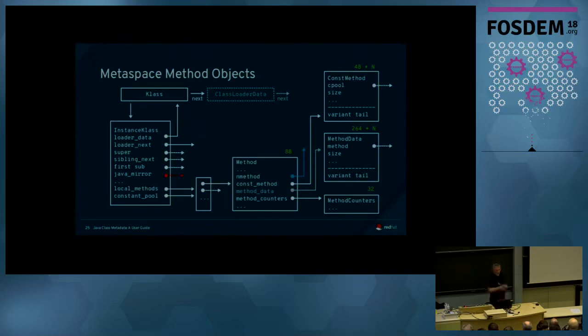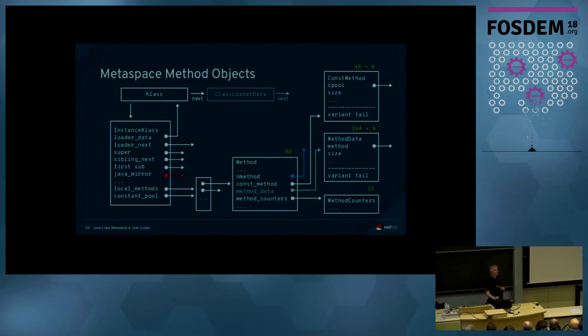And then finally, you've got the methods array that points to all the method objects. So every method has an 88-byte object. This is all JDK8 sizes, by the way. It'll vary for 9. There's a const method which has a fixed overhead of 48 bytes plus some extra tail. And there's a metadata object that's shown in gray because that's only written in when you actually need it. It's generated by the JIT compiler.